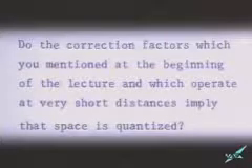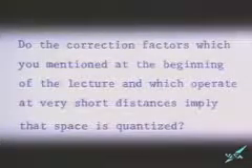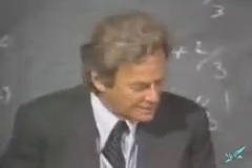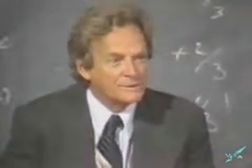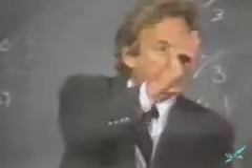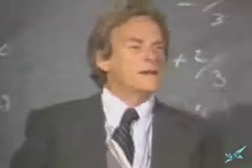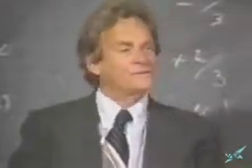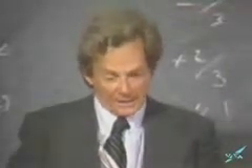Do the correction factors which you mentioned at the beginning of the lecture, and which operate at very short distances, imply that space is quantized? Yes, that leads to a lot of possibilities. It could be that space is quantized and so on and so on, but all the experiments you see are in agreement with supposing that distance is virtually zero. We don't know where it is. It's certainly way beyond the experimental range, which corresponds to 10 to the minus 15 centimeters. It doesn't mean that it couldn't be quantized at 10 to the minus 20 centimeters.